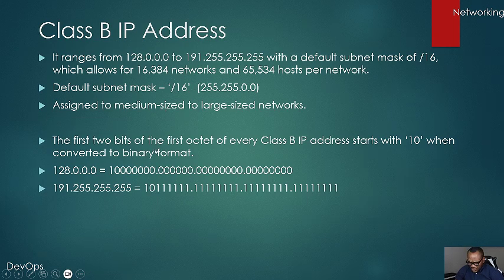And the first 2 bits of the first octet of every Class B IP address start with 10 when you convert it to binary.